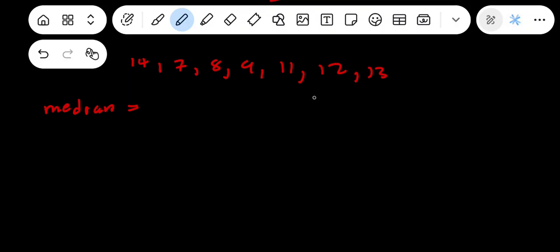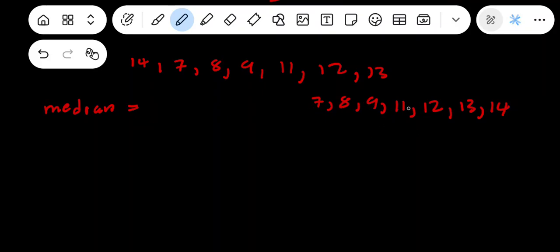The smaller number here, it's what? 7. You can write your sequence here. We have 7. We also have 8. We have 9. We have 11. We have 12. We have 13. We have 14. This is what we have there. We have 1, 2, 3, 4, 5, 6, 7.